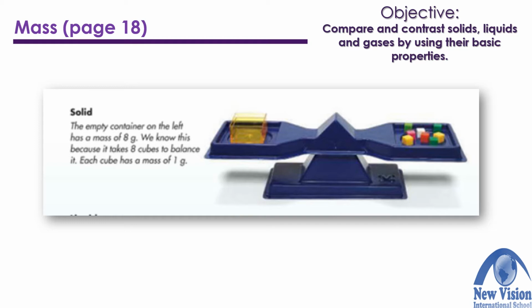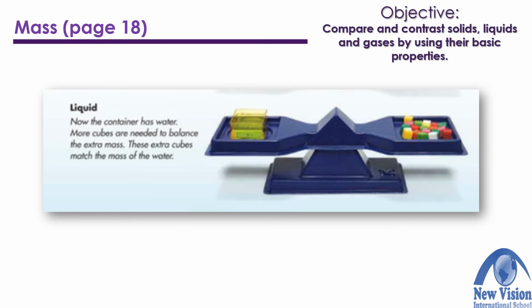Each cube has a mass of 1 gram. These cubes are gram cubes. They are objects of known mass. We can also determine the mass of a liquid.